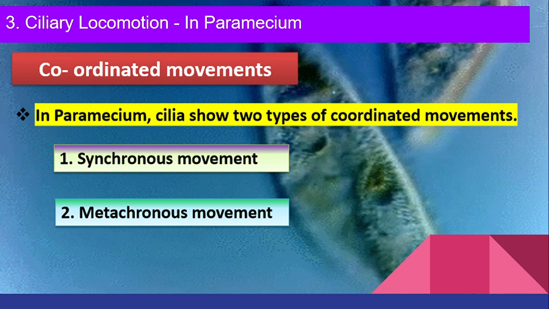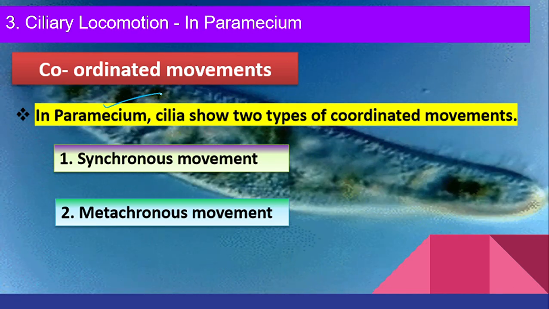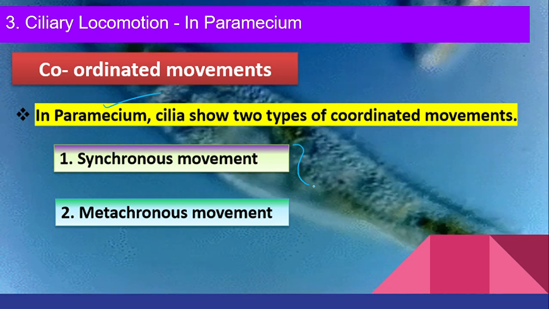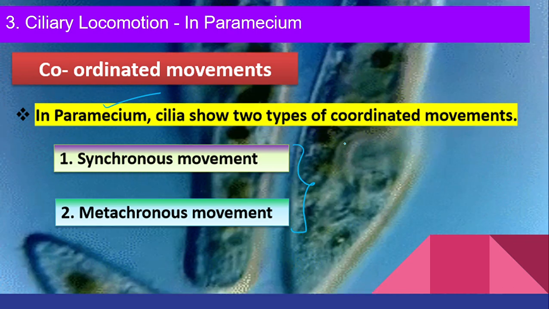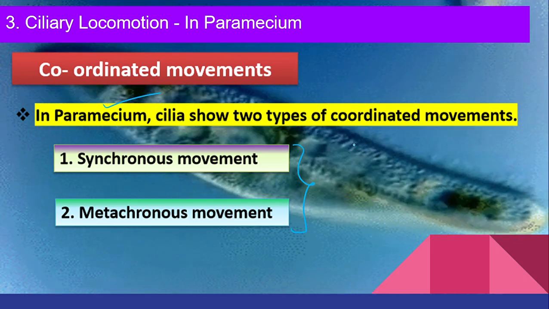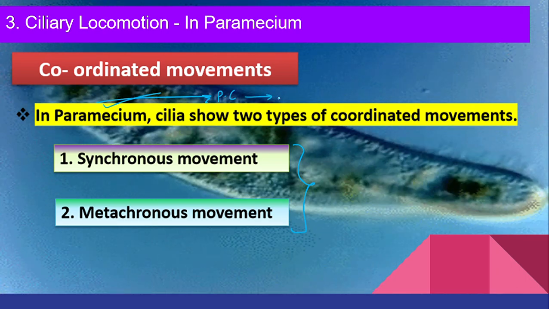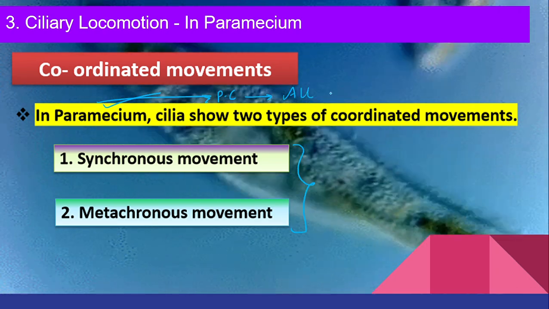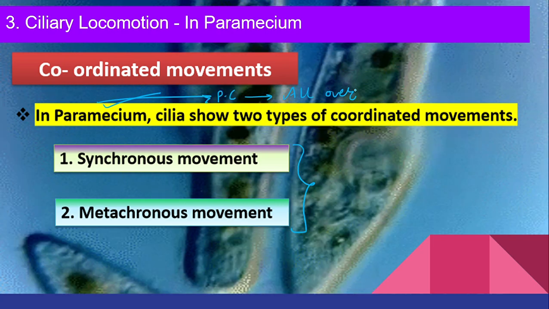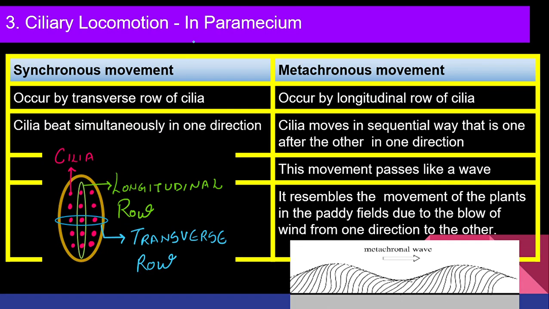Then the next one is coordinated movement, especially one example we will take, that is paramecium. Paramecium is going to show two types of movement, that is synchronous movement and metachronous movement. Paramecium is a primitive ciliate which has cilia all over the body, right? Let's see one by one.